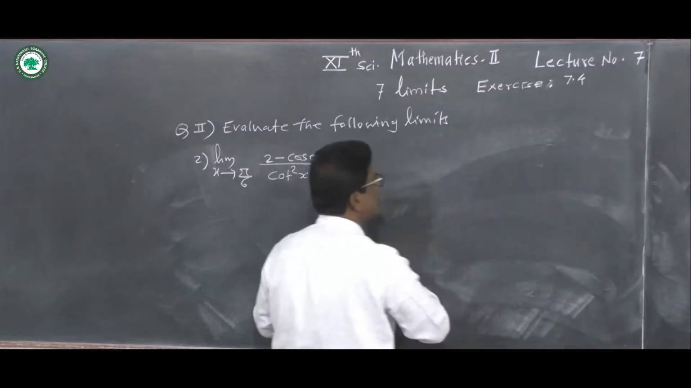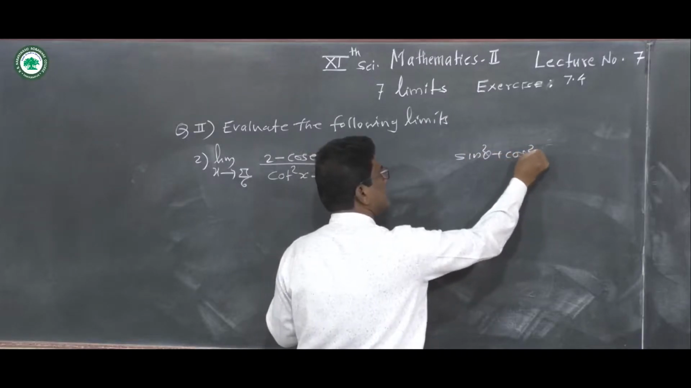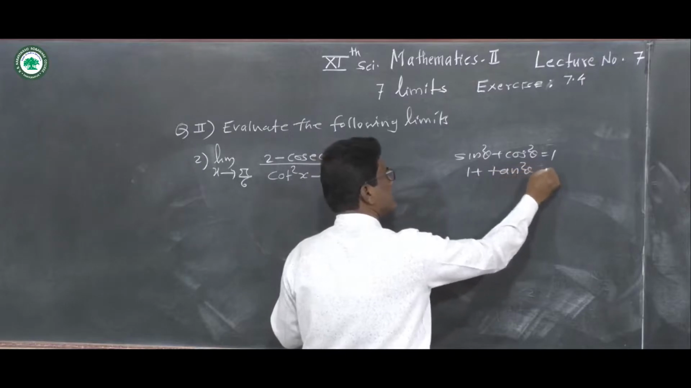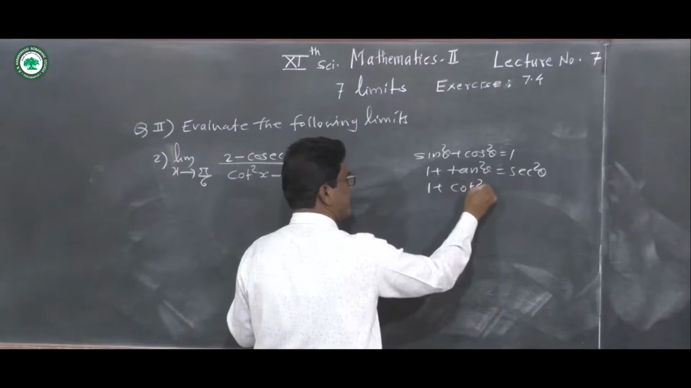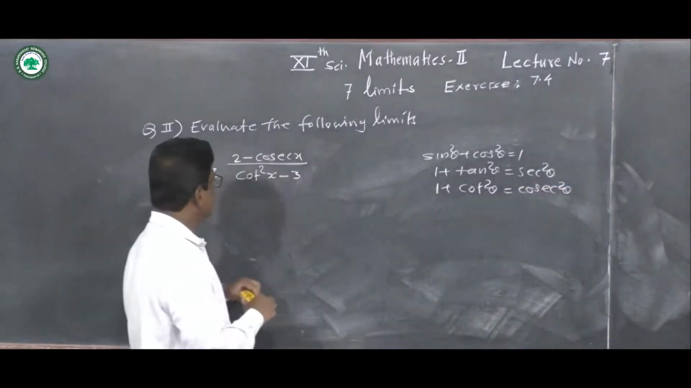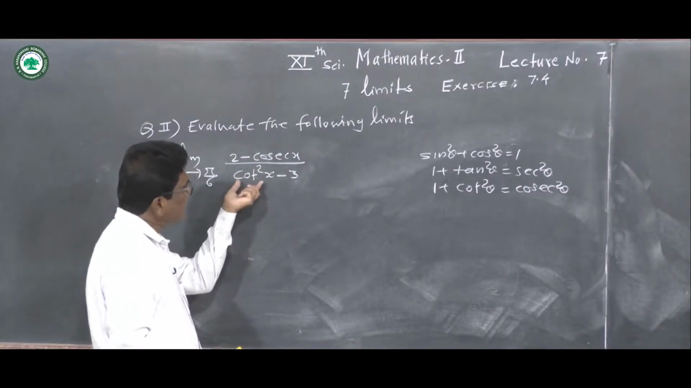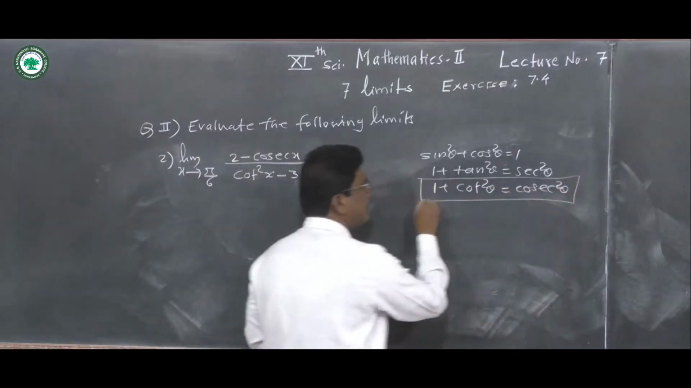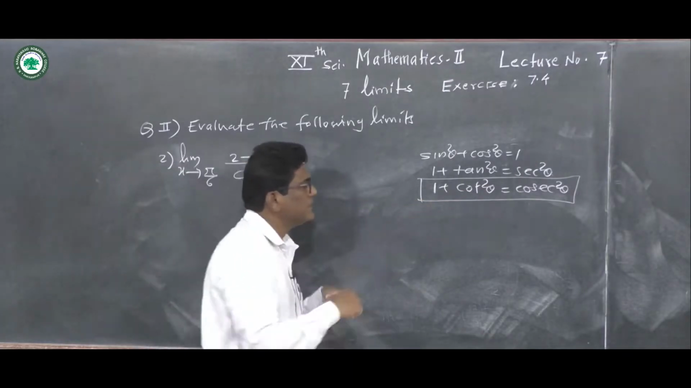We know three fundamental identities. First one is sin square theta plus cos square theta equals 1. Second one is 1 plus tan square theta equals sec square theta. And third one is 1 plus cot square theta equals cosec square theta. In the denominator, cot square x minus 3, cot square x is present, and cot is present in this third fundamental identity. So we put the value of cot square x from this identity.